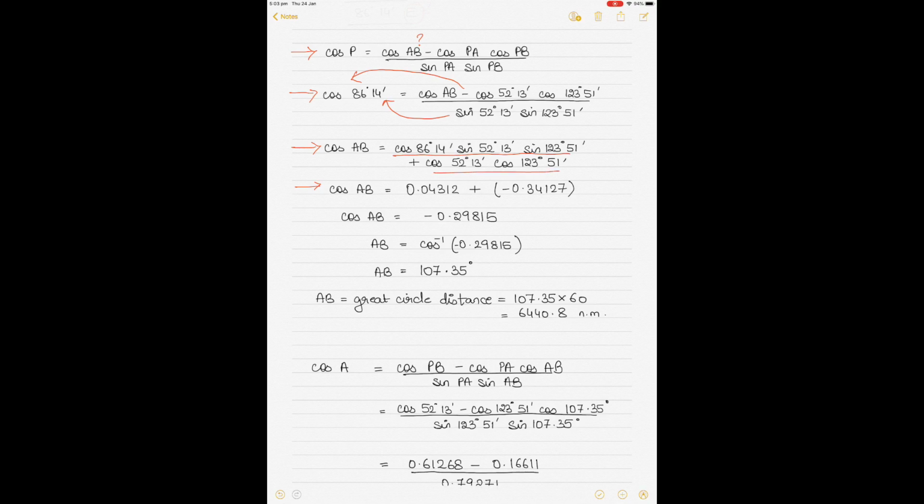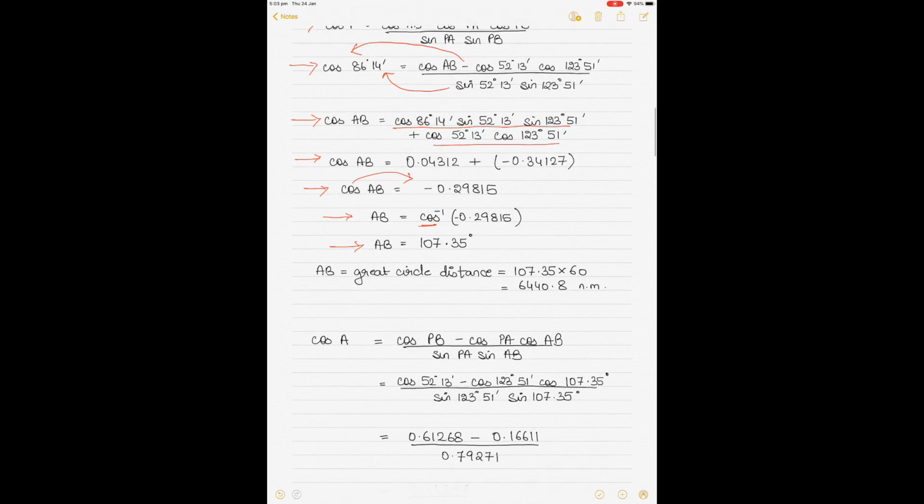Retain the negative signs like I have and keep following the prompts here. In your calculators, this is what you should be getting, right? Once you get cos AB equals minus 0.29815, you transpose the cos to the other side, it becomes a cos inverse, and AB you will get as 107.35 degrees.